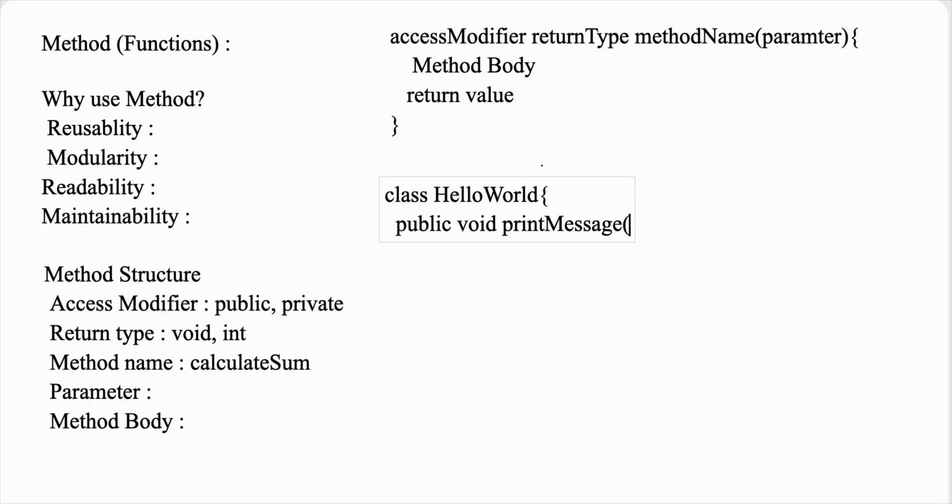Here we need the parenthesis, and inside the body we need to call the console. The name is System.out.println. Here we can write our text, the message. What is our print message? It's Hello World. And this is our method.